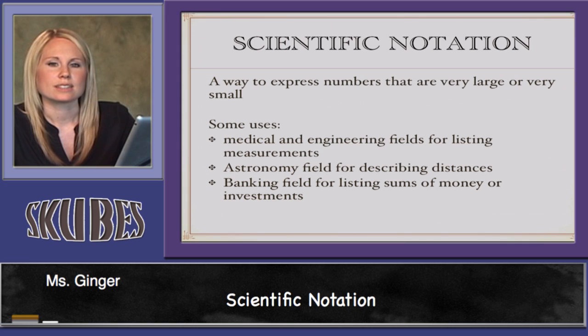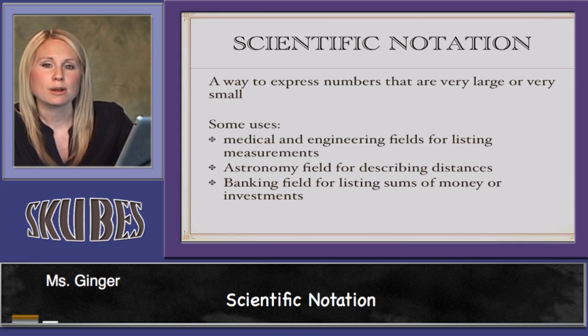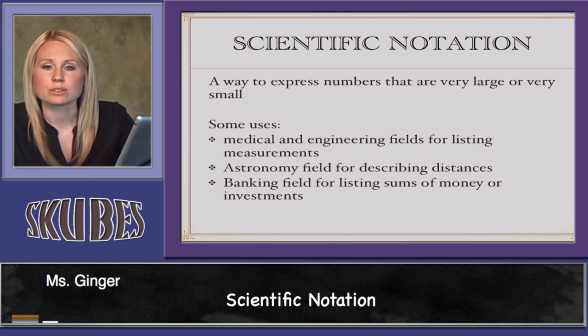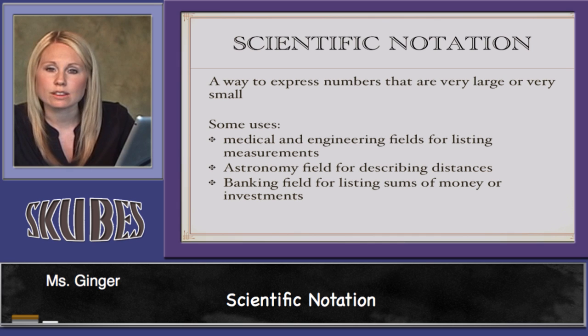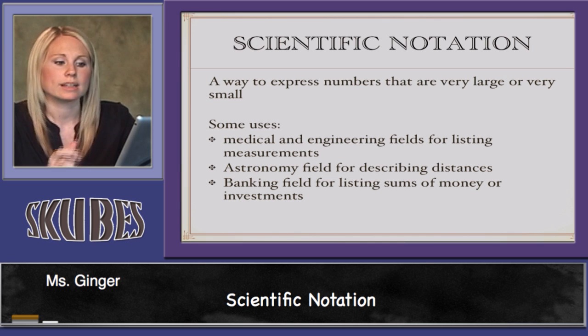Scientific notation is simply a shorter form of a very large number or a very small number. And we're going to use this notation in many fields in the real world, including engineering and medical fields, astronomy or banking, and there are many others. Any type of field that needs to express a very large quantity or small quantity in a shortened form.